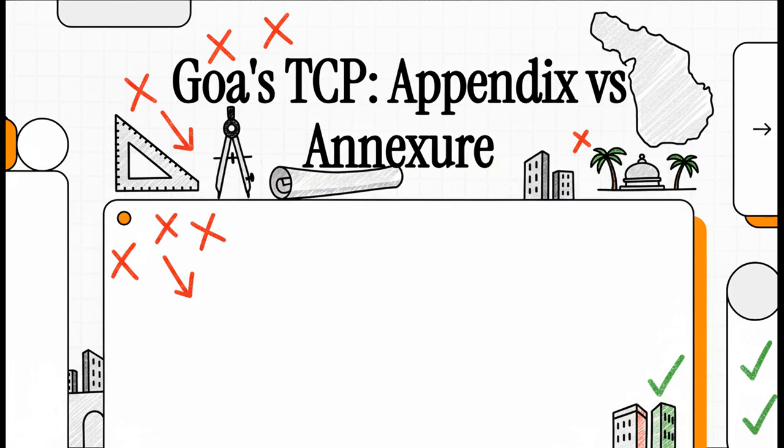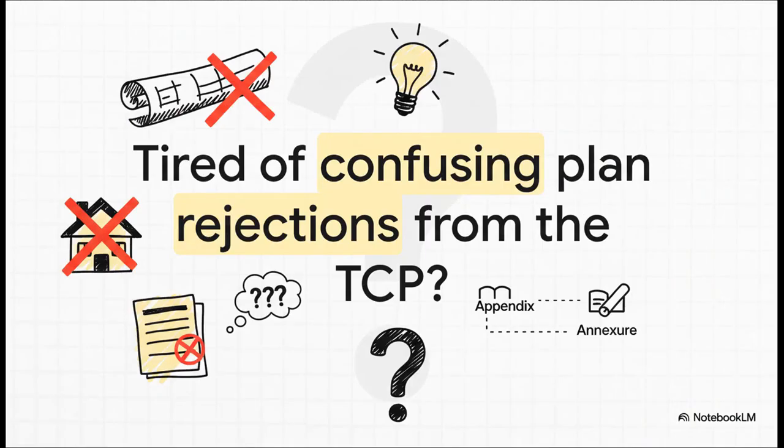A single line of feedback from the Town and Country Planning Department, the TCP, can send your entire project right back to the drawing board for weeks. Well, today, we're going to tackle one of the most common and, frankly, most costly reasons for these rejections. Does this sound familiar to you?